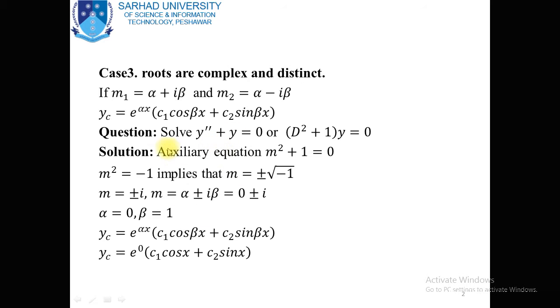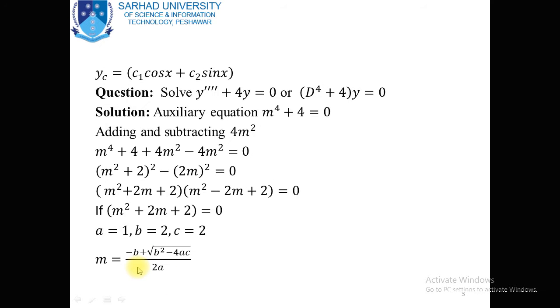So the complementary solution for this second order homogeneous linear equation, yc is equal to e power alpha x into c1 cos beta x plus c2 sin beta x. And now putting the value of alpha, which is 0, and the value of beta, which is 1, we obtain the complementary solution yc equals e power 0 into c1 cos x plus c2 sin x, and e power 0 is actually 1. So we obtain the complementary solution c1 cos x plus c2 sin x.